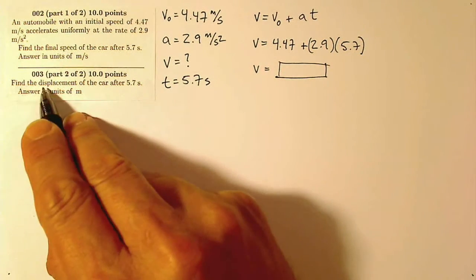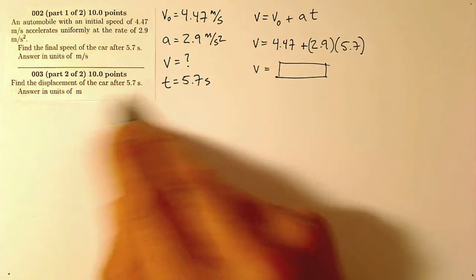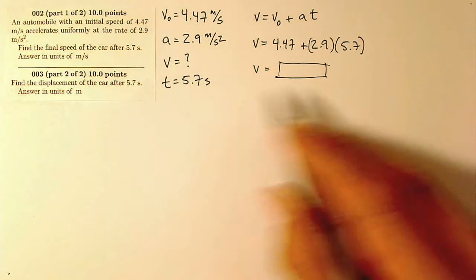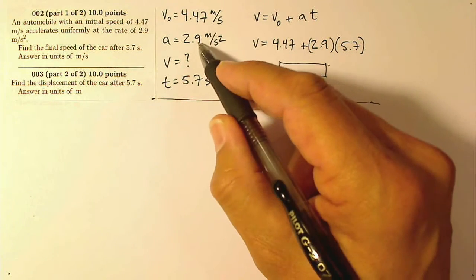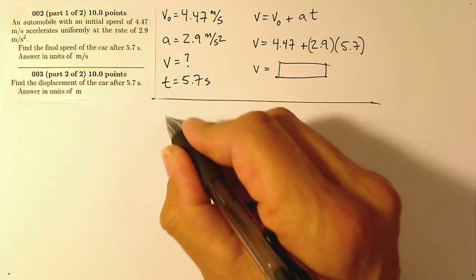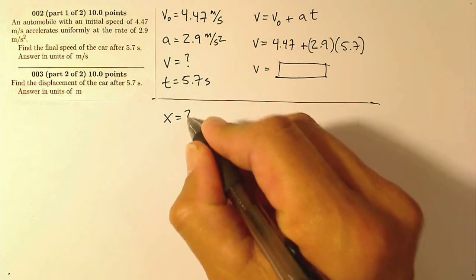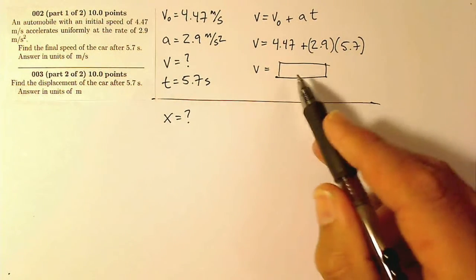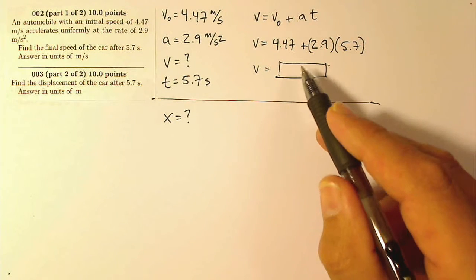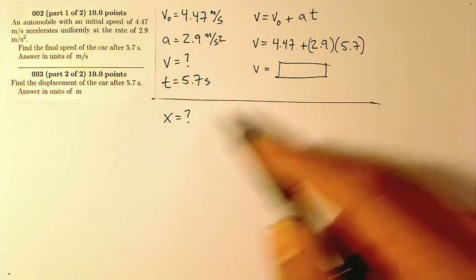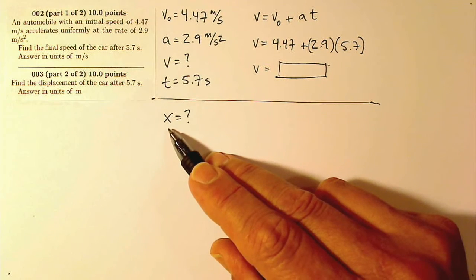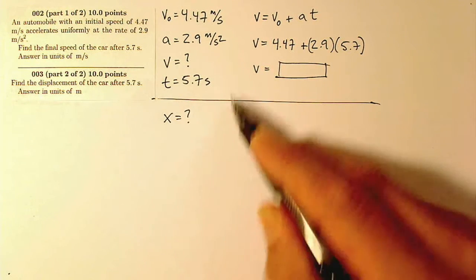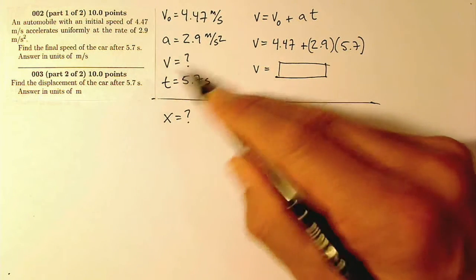Question 3 says, find the displacement of the car after 5.7 seconds. So now I'm looking for my displacement. Now my initial velocity is the same, my acceleration is the same, my time is the same, but now I'm looking for my displacement. Since I have this final velocity, I could use any of several equations to get my displacement, any equation with the displacement in it, which is 3 different equations. But I'm going to solve this without using my final velocity.